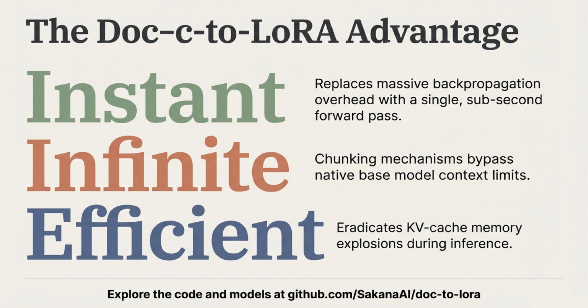To summarize, the Doc-to-LoRA advantage boils down to 3 words: instant, infinite, and efficient. It's instant because it replaces massive backpropagation overhead with a single, sub-second forward pass. It's infinite because its chunking mechanisms seamlessly bypass native base model context limits. And it's highly efficient because it completely eradicates cache memory explosions during inference.